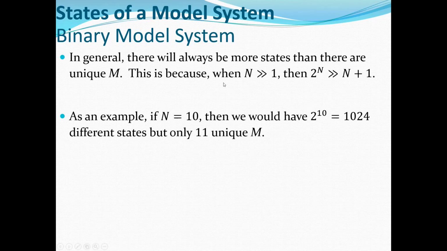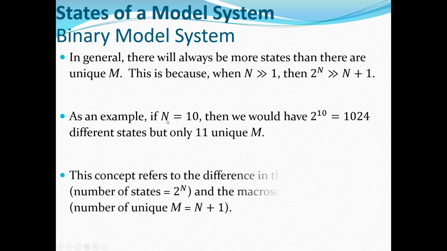All right, so yeah, this just goes back to this whole idea that the number of microstates explodes exponentially, or logarithmically, whatever you want to say, so quickly compared to the number of possible values of m, which would actually go up more linearly. So for n equals 10, what we'd end up getting is a little bit over 1,000 possible states, but only 11 unique combinations.